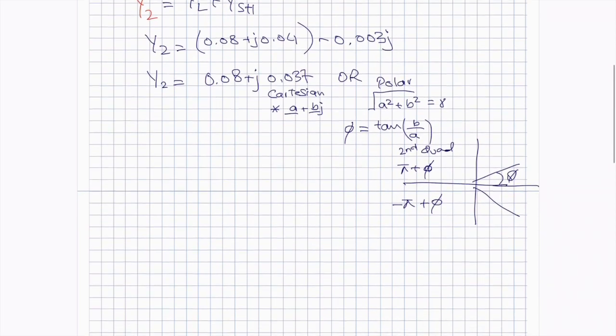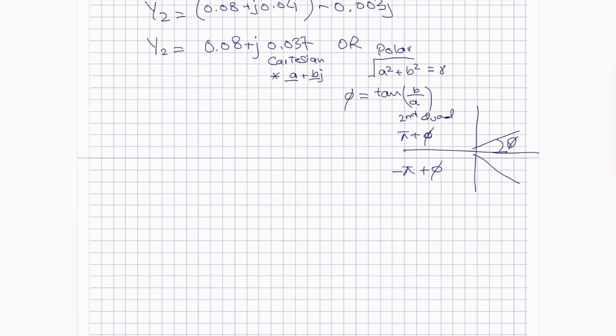Or there are other ways of doing it. A simpler way, what I usually do, is just to use my TI-84, and I'll do a separate video to explain how to convert between Cartesian and polar using your TI-84. So that's just that.